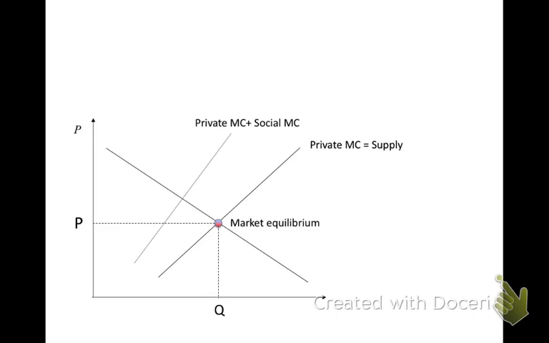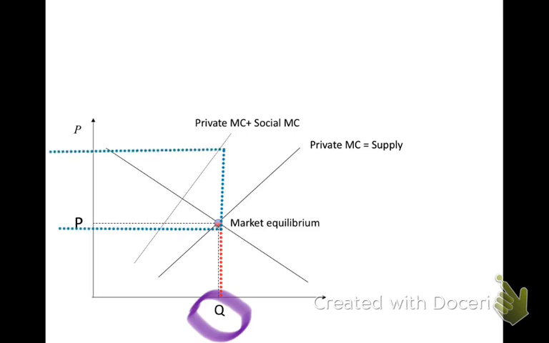Given for producing this quantity, the true cost is not this one, because this is only the private marginal cost. We have also some social costs deriving from the pollution for producing this good. And suppose that we calculate that this blue line are the social marginal cost. Then the true cost of producing this quantity Q, the true marginal cost, is not this one, but this one. Okay? So the market equilibrium is delivering too much of the good.